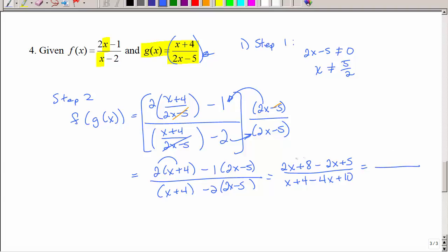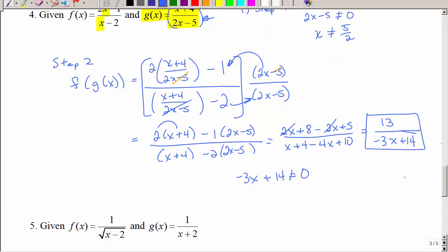Keep going. So let's see. That's going to be 13 over negative 3x plus 14. So what is the domain of this? Well, we have to set the denominator equal to 0, or say can't equal to 0, and solve for x. So if I take the 14 to the other side and divide by negative 3, x cannot be that value.